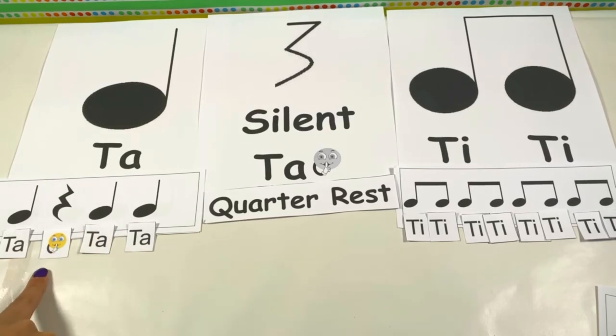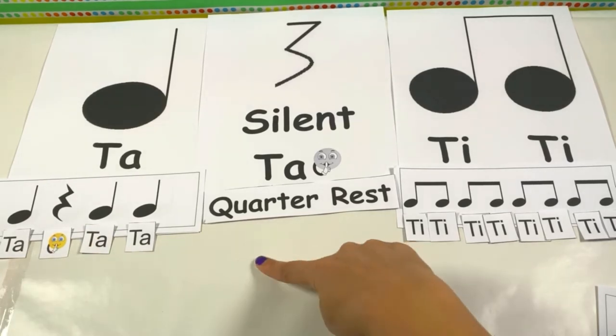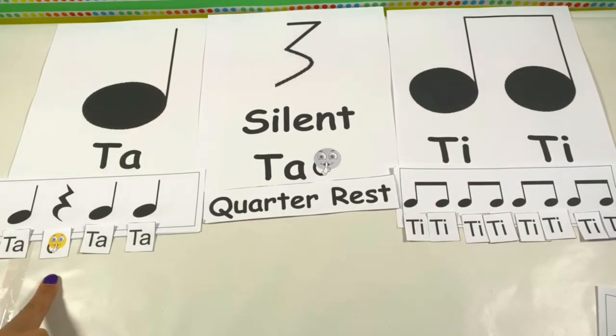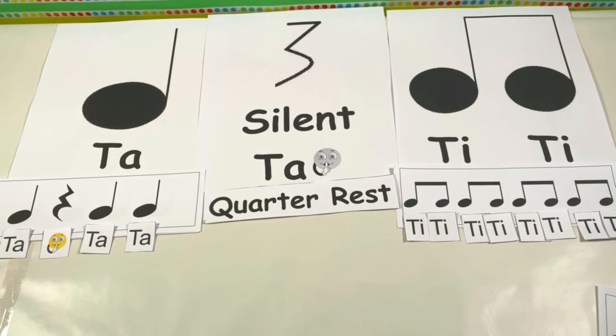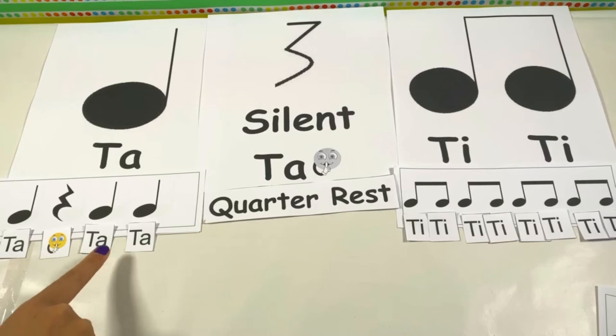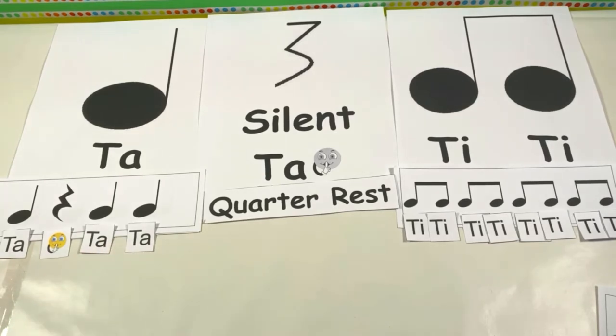So we took a rest here. That's why we call it a quarter rest. We don't say anything. Let's do it one more time together. Ready, go. Ta, ta, ta. Now I want you to try it all by yourself. One, two, ready, go. Try it one more time all by yourself. Ready, go.